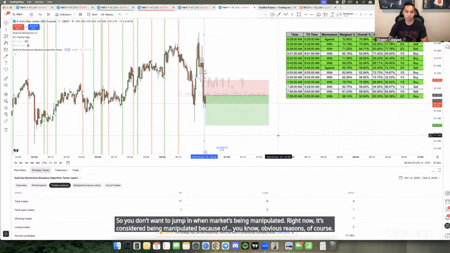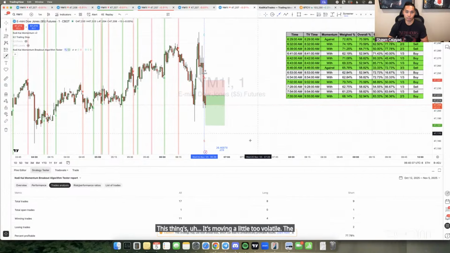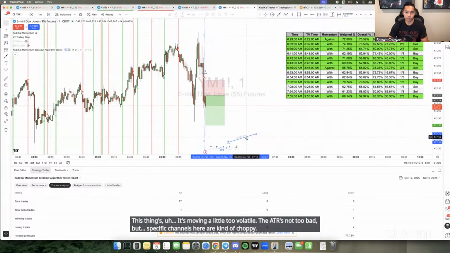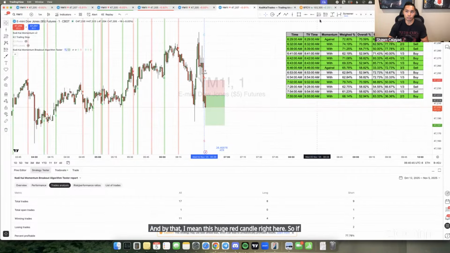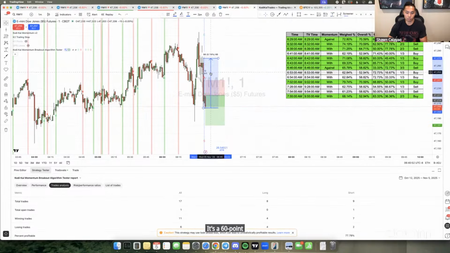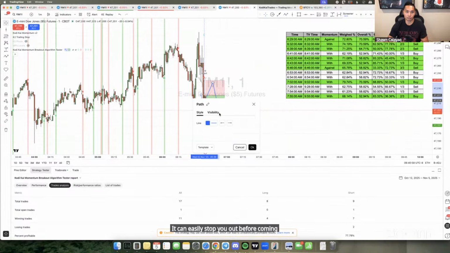It's moving a little too volatile. The ATR is not too bad, but specific candles here are kind of choppy, and by that I mean this huge red candle right here. If you measure this red candle, the problem is, if price retraces back to fill this candle, it's a 60-point candle. Your stop loss is 20 points. So if it pulls back even just a little bit, it can easily stop you out before coming right back down.